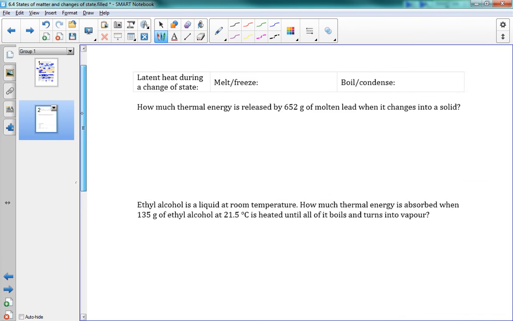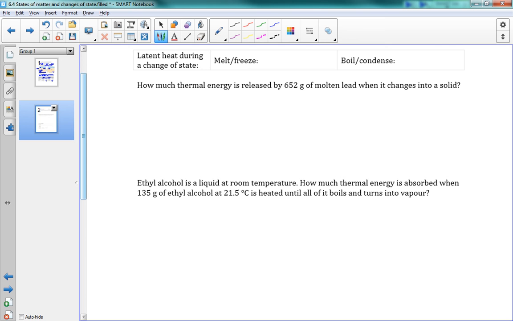Turn to the next page, and we've got a little summary here. The latent heat during a change of state, during melting and freezing, remember, is the total energy, and we call it Q, because that's our amount of heat energy. It's equal to the mass times the latent heat of fusion, LF, and that was in our table on the previous page. For boiling and condensing, Q is equal to the mass times the latent heat of vaporization. Good. So we can actually do some math with this now, which is always a good thing.